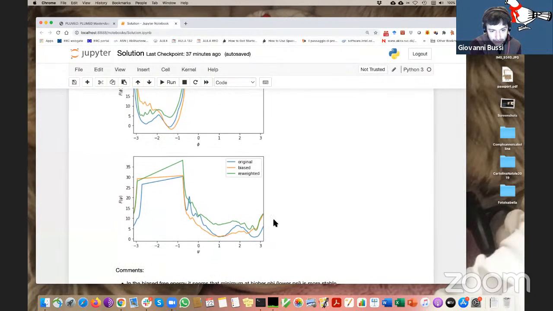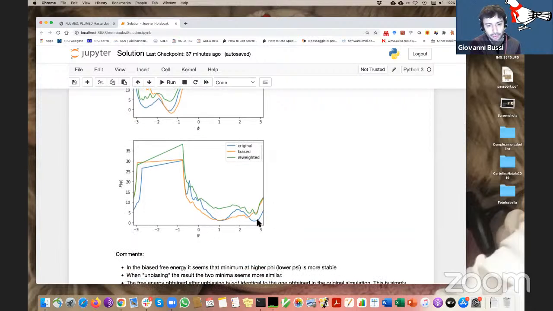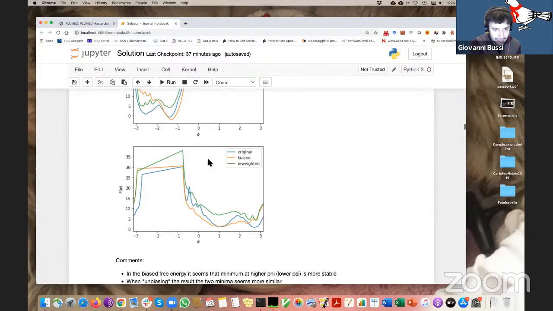Okay, and then when we look at the profile on psi, we see more or less the same. The two minima are kind of switched. So the one on the left here corresponds to the one on the right here. This is the one that is favored in the biased simulation, but then when you do the unbiasing, they are kind of more balanced.